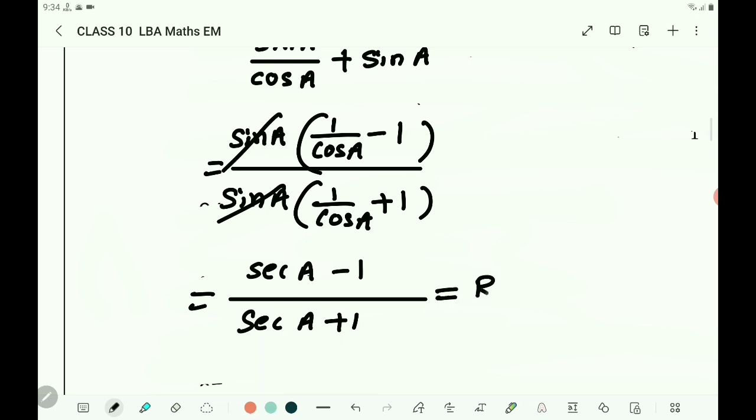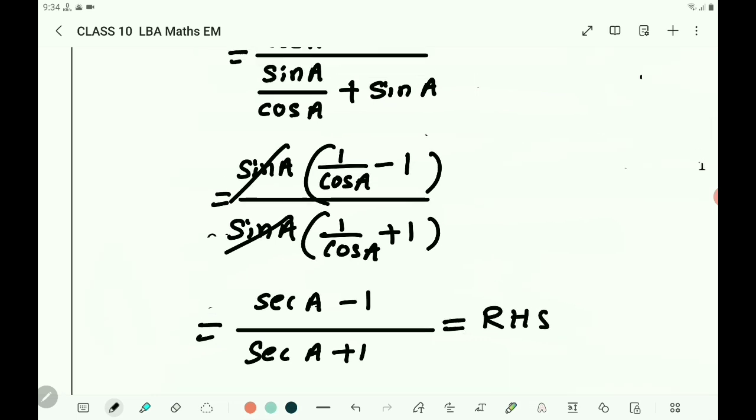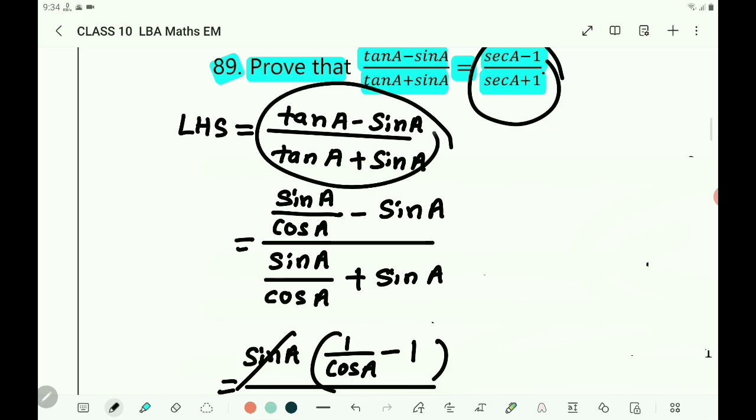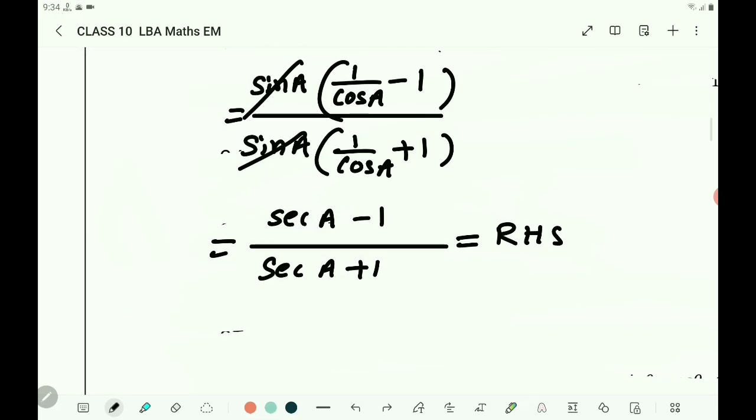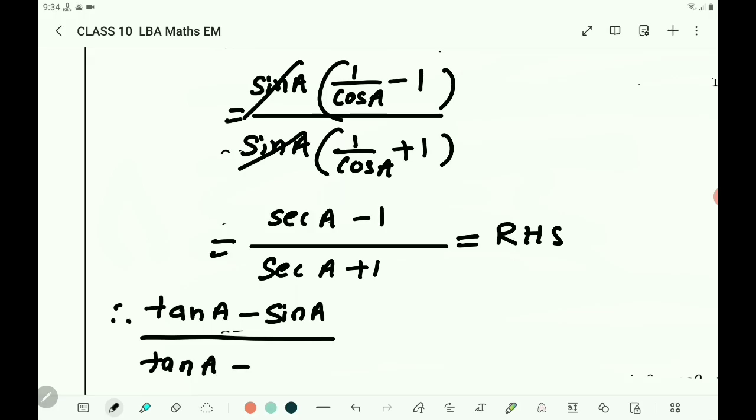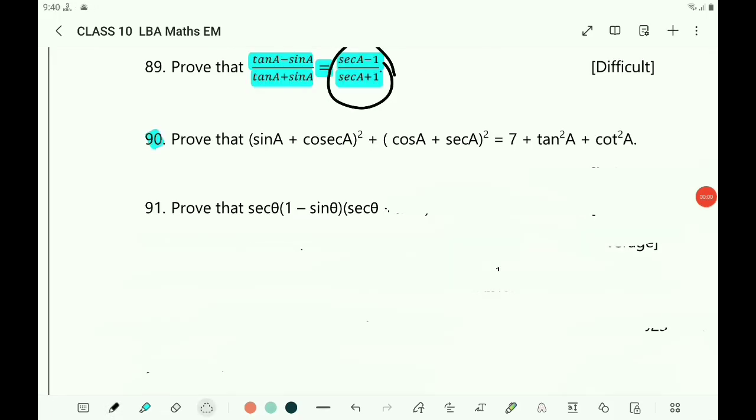So you write this is equals to RHS. Therefore you can write tan A minus sin A by tan A plus sin A is equals to secant A minus 1 by secant A plus 1. Right? Therefore tan A minus sin A by tan A plus sin A equals secant A minus 1 by secant A plus 1.